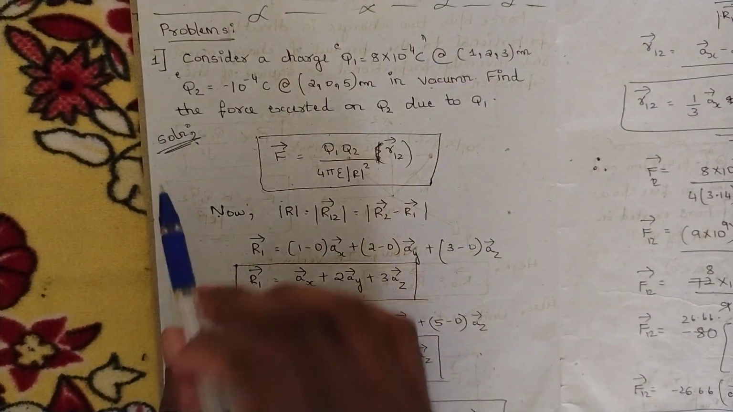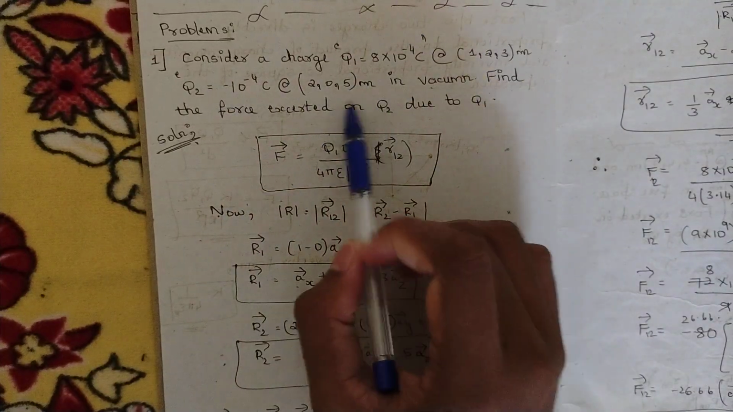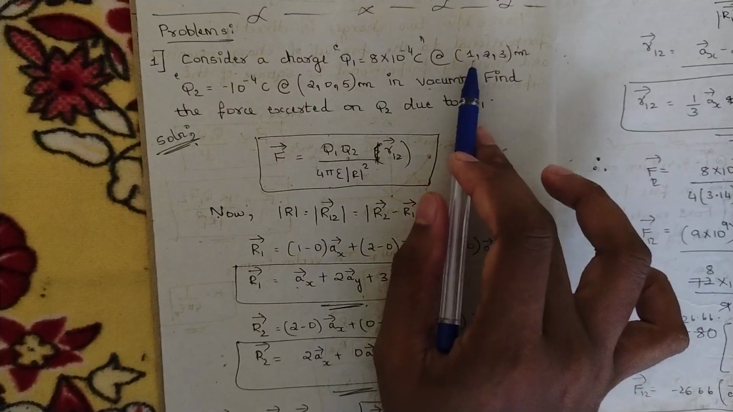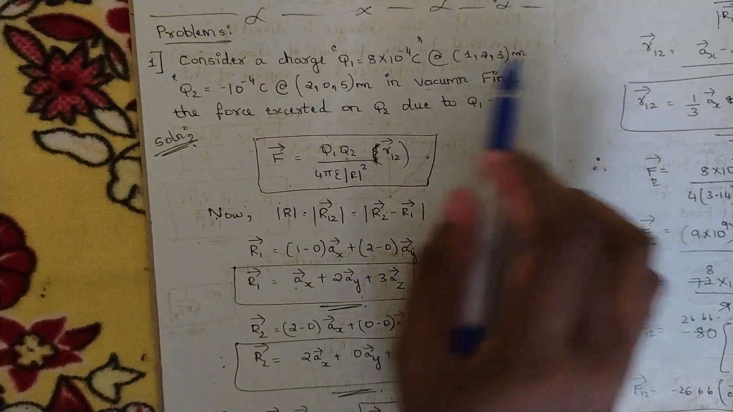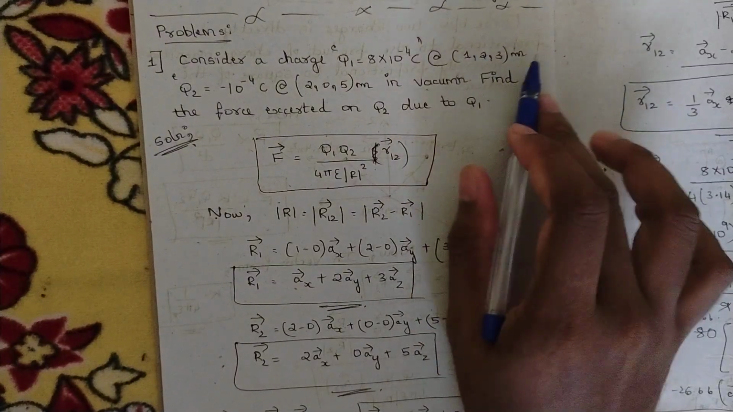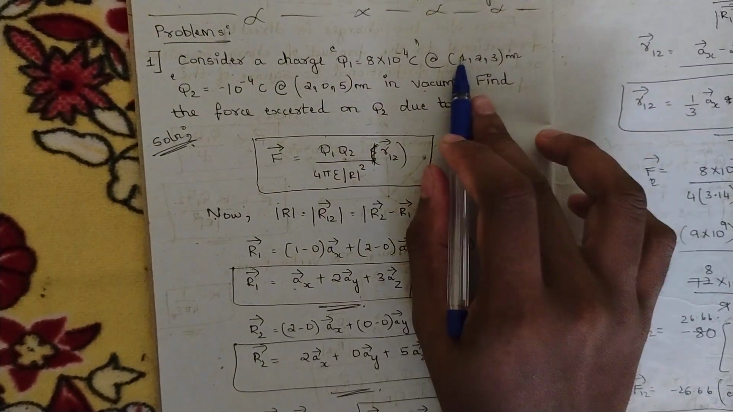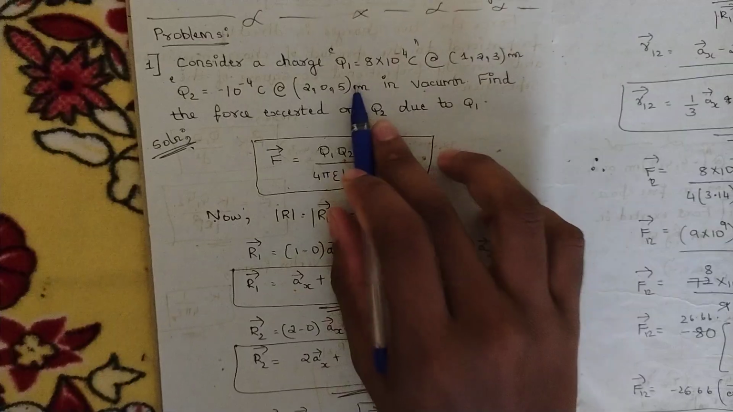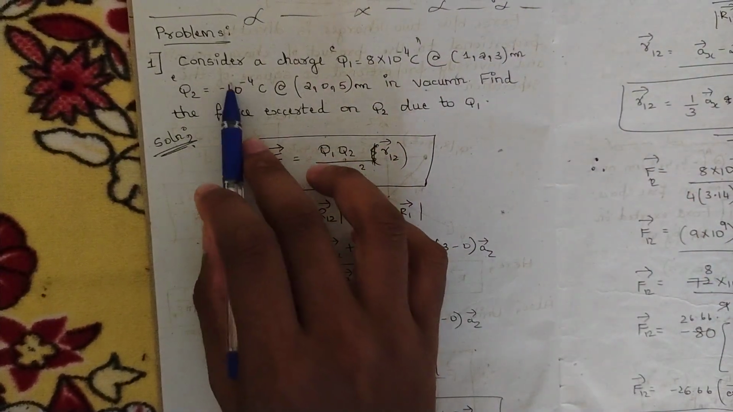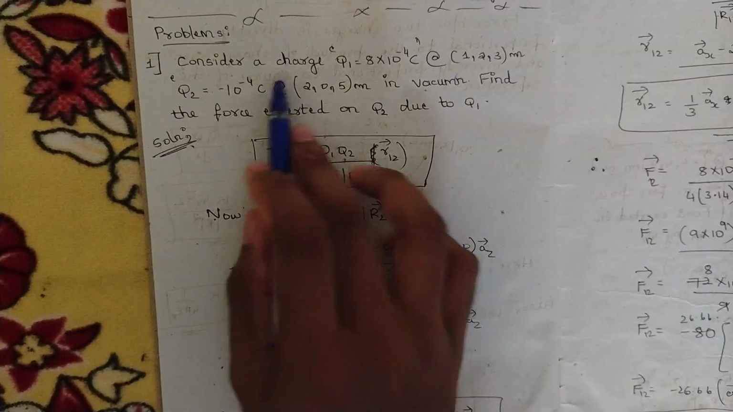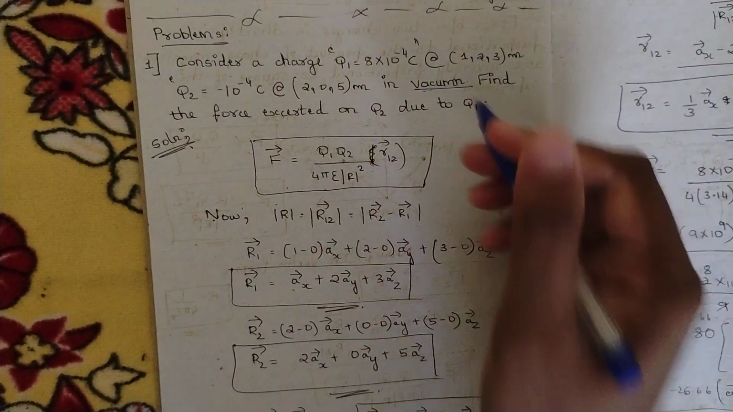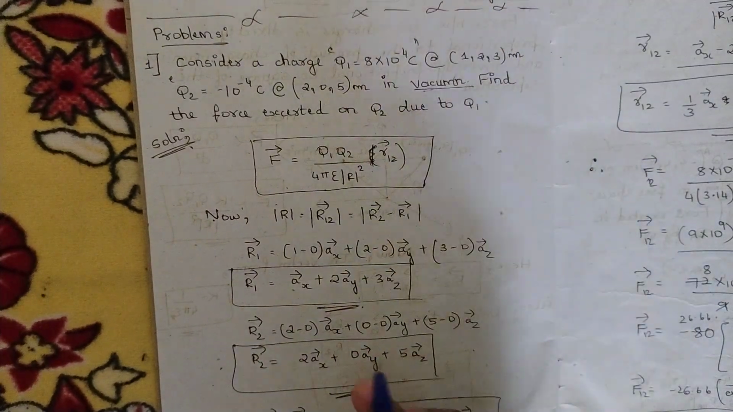So this is the first question. Consider a charge Q1 with the value of 8 into 10 power minus 4 coulomb at the point given as 1, 2, 3 meters. These are the coordinates in the 3-dimensional space, that is x, y, z. Since two points are given, this is x1, y1, z1 and this is x2, y2, z2. This is for charge q1, and q2 they mention as minus 10 to the power minus 4 coulombs at 2, 0, 5 meters in vacuum. This could be written as in vacuum, or you could consider it as free space.